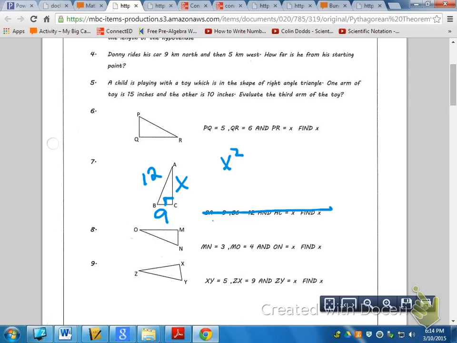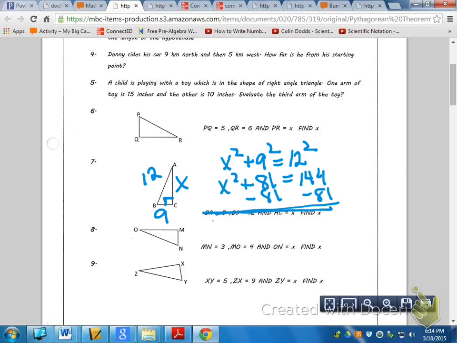I'm going to say x squared plus 9 squared equals 12 squared. X squared plus 81 equals 144. Now I need to get x squared alone, so I'm going to subtract 81. And when I subtract 81, x squared equals 63. So I've got a square root of 63, and when I do that, I get x equals 7.937.